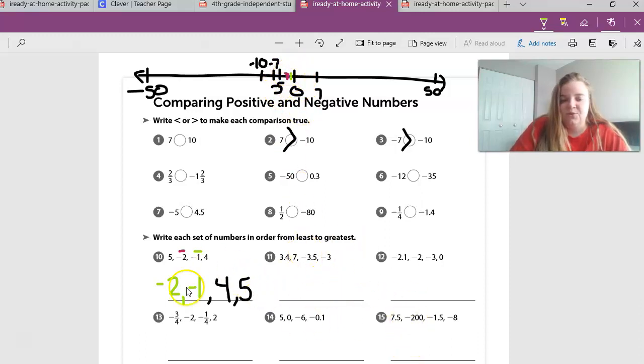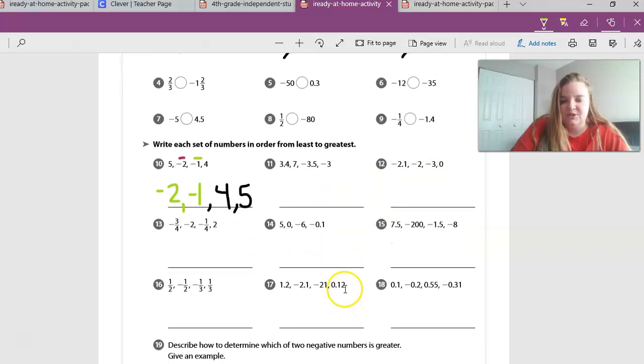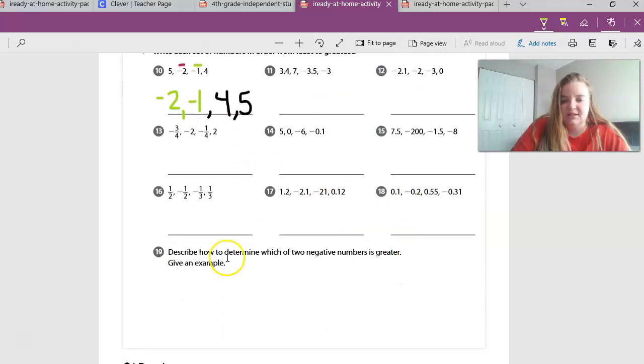Okay, so I want you to work in one of those patterns, either starting with the greatest number and working backwards, or the least number and working forwards. So try that on 11, 12, 13, 14, 15, 16, 17, and 18. Number 19, describe how to determine which of 2 negative numbers is greater. Give an example. Alright, I just told you that answer, remember?